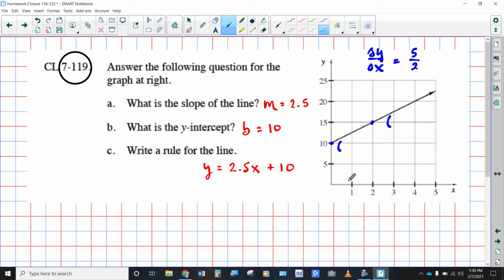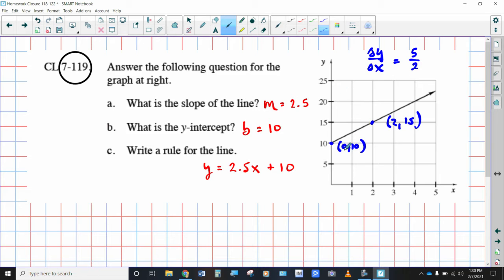Identify these ordered pairs. This is 0, 10, right? X is 0, y is 10. This is 2, 15. And at this point, once you see the two ordered pairs for your lattice points, then determine what is the change in y and what is the change in x. Y goes from 10 to 15, so that's 5, and x goes from 0 to 2, so that is 2.